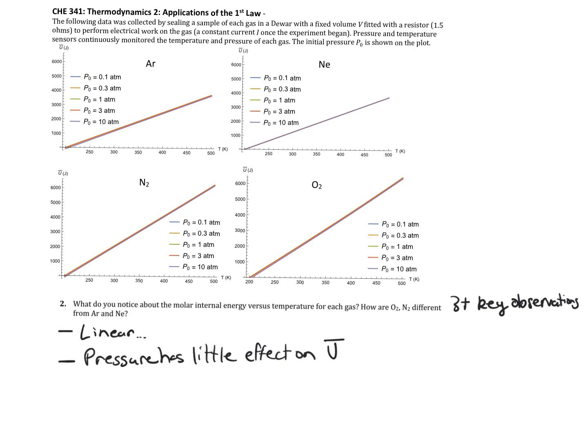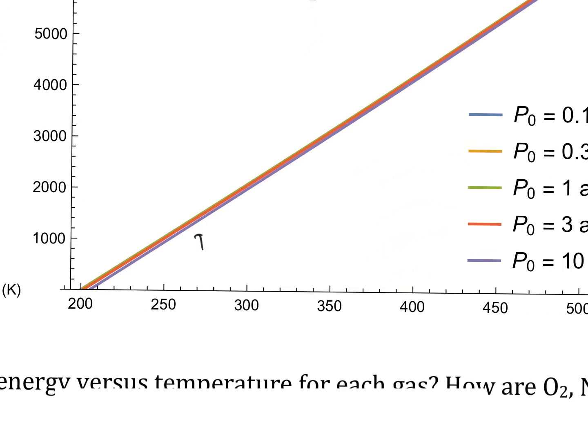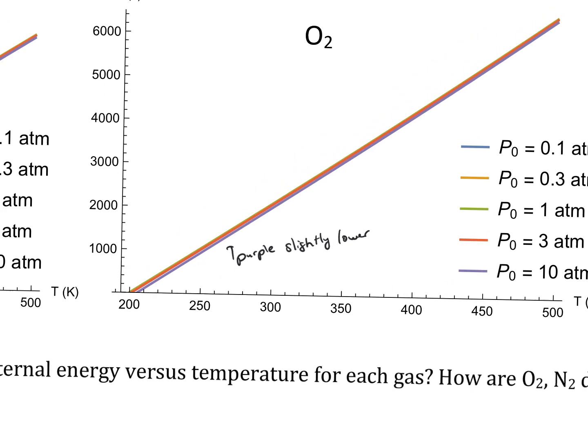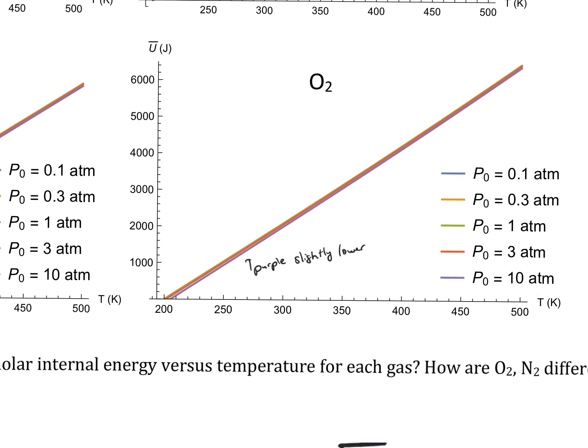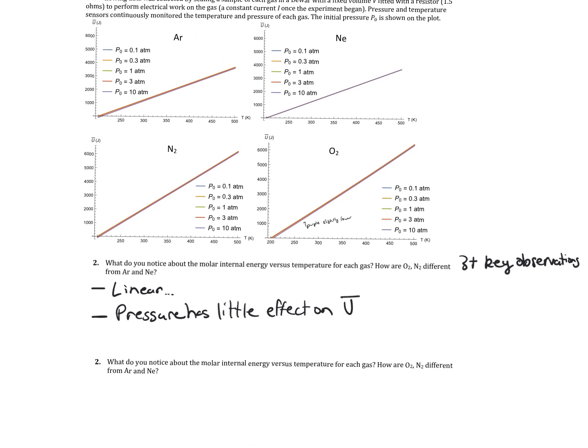There's actually a slight difference for argon, N2 and O2. If we zoom in, we can see slight differences between these different lines. Purple is slightly lower than, say, red here, right? Slight differences, but again, for any perspective purpose, pretty much similar. The purple line is an initial pressure of 10 bar or 10 atmospheres, much higher initial pressure. Almost no difference though, right? So that's what we have going on there. Pressure has little effect on U bar.